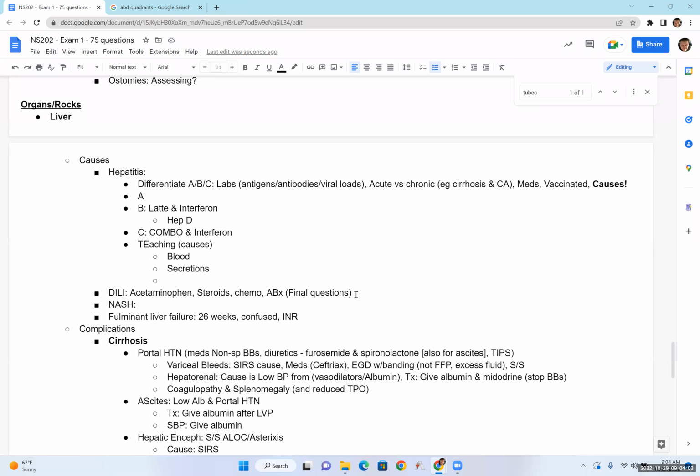So do they have Grey Turner sign? No, right? There's no Grey Turner sign. What is that associated with? Pancreatitis, right? Do they have, I don't know, I think of another unique symptom. Do they have pain after eating? No, what is that?